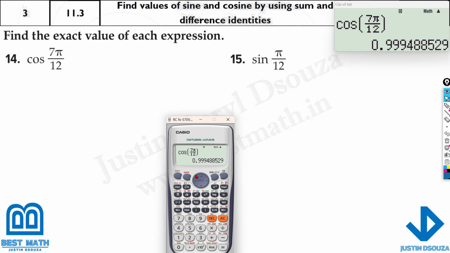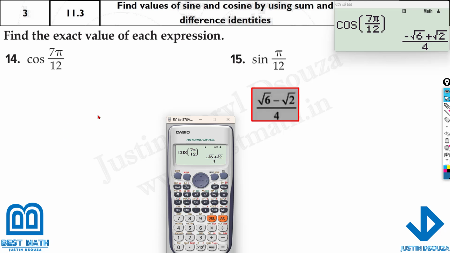Even with the bracket, it's the same answer. Now let's press shift, mode, and then 4, and this is the correct answer. It's negative. Now here you can see it's swapped. Why? Because it's minus root 6 minus root 2, or you can write it as minus root 6 plus root 2 by 4. It's the same thing. It's just that they've written the positive value first and then the negative value.